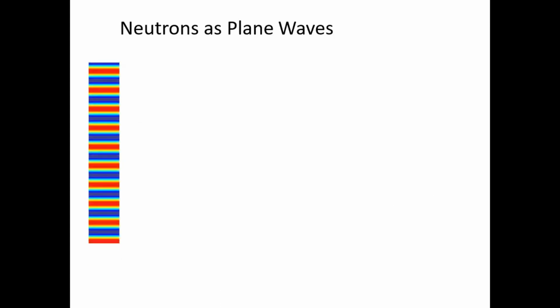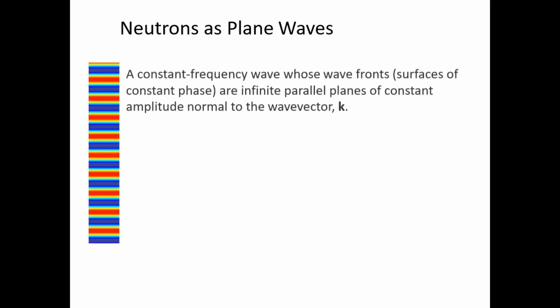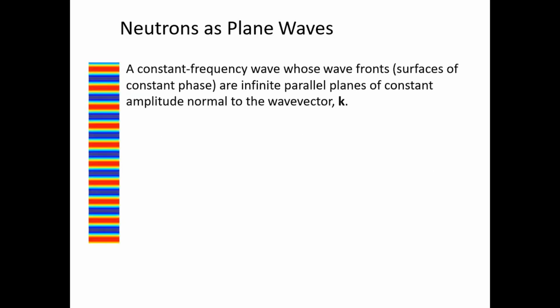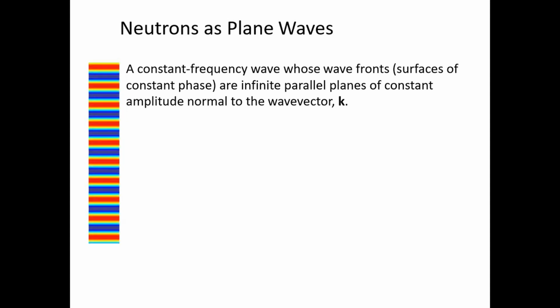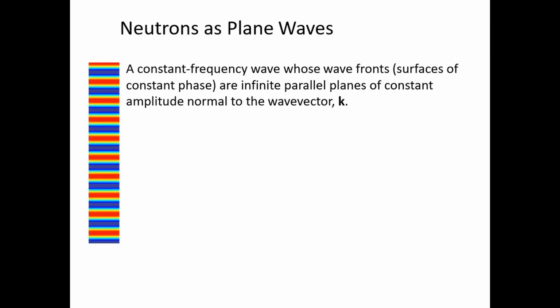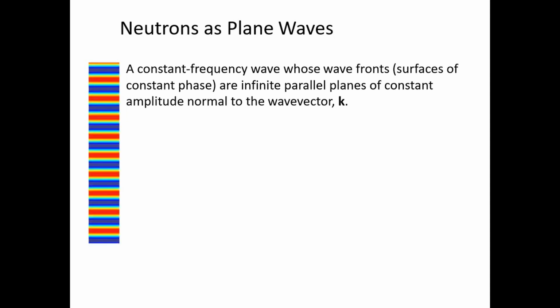Basically, it is the wave which has a wavelength and the wave number. Neutrons have plane waves. A constant frequency wave, whose wavefront surfaces show a constant phase, are infinitely parallel planes of constant amplitude, which are normal to the wave vector k.